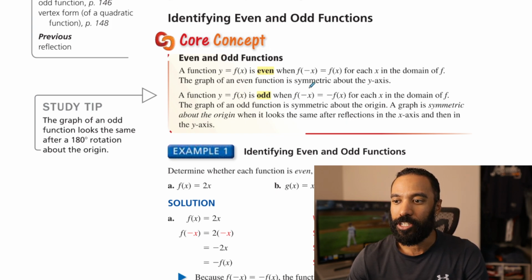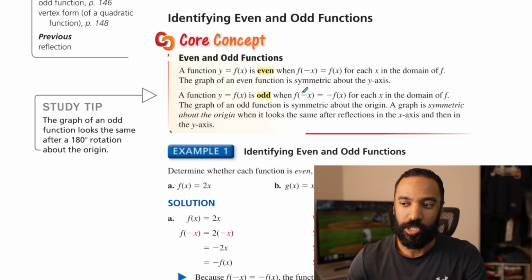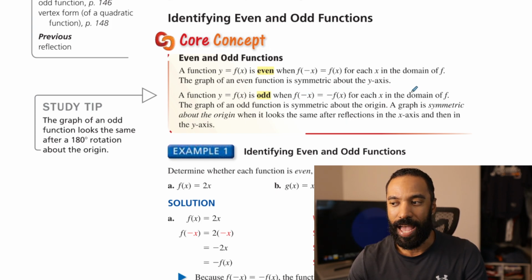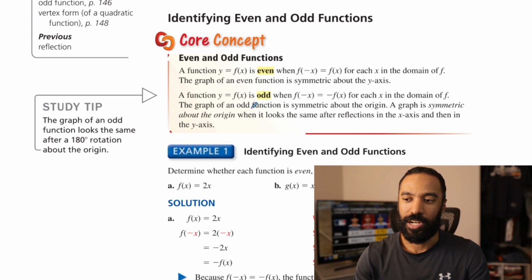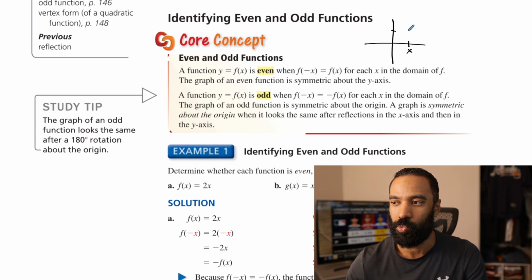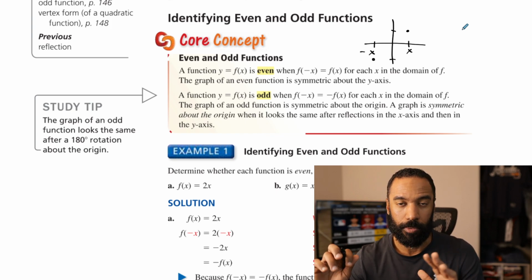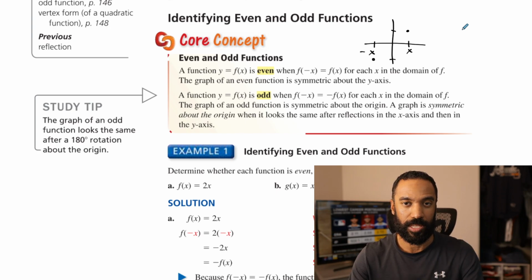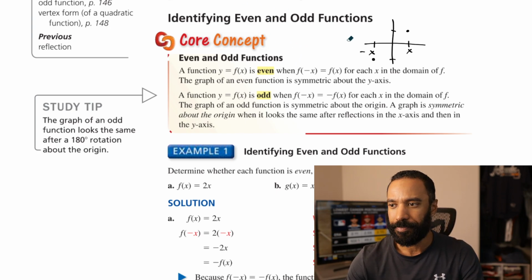We'll see. A function is odd when if you substitute the opposite x value, you get the opposite y value for each x in the domain of f. The graph of an odd function is symmetric about the origin. So what that would look like is, I plug in this x, I get this y out. Now I plug in the opposite x, and I get the opposite y out. So it goes down here. Now, these are single points. We're going to talk about entire curves or polynomials, which represent these things, and which ones are even or odd.